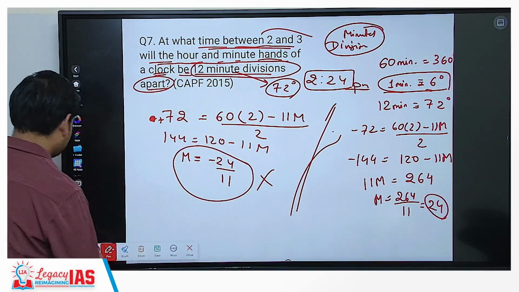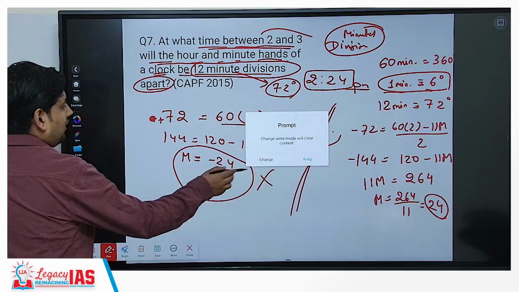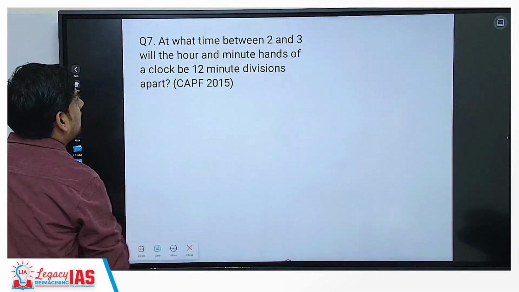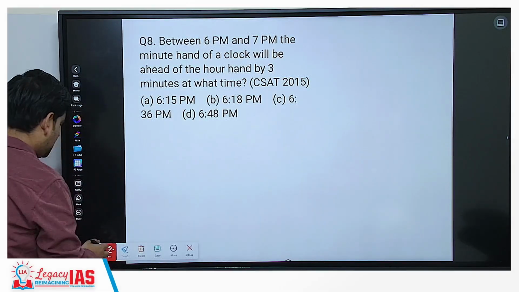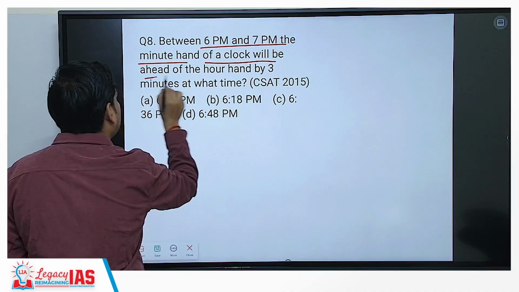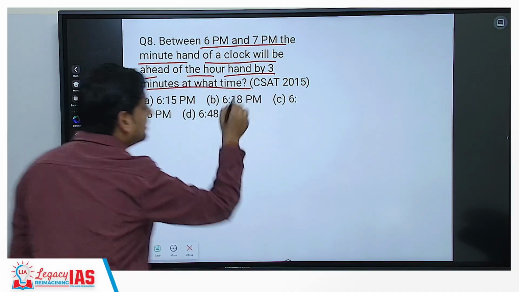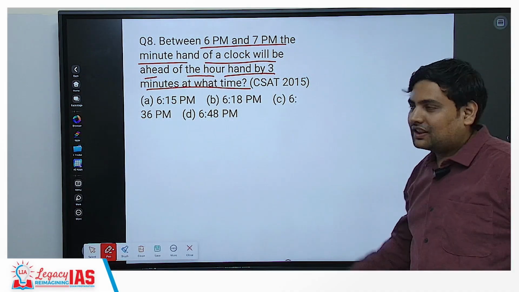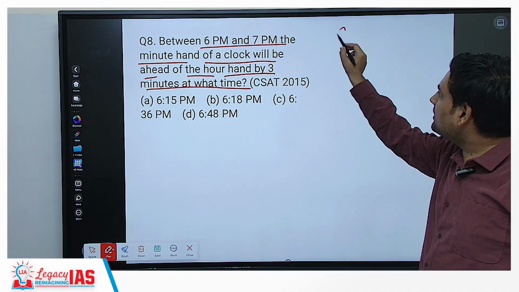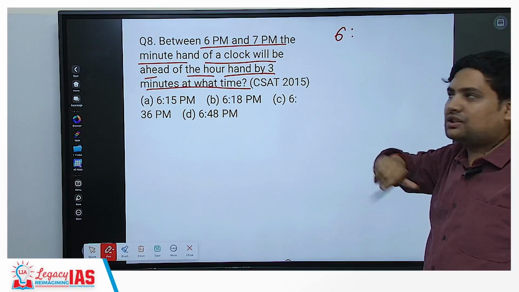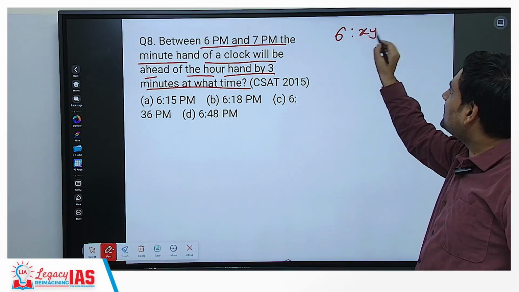Now, last question. What it says? Between 6 p.m. and 7 p.m. the minute hand of a clock will be ahead of the hour hand by 3 minutes at what time? Now, this is again between 6 and 7. That means time will look something like 6 hours 10 minutes, 6 hours 50 minutes. That is 6 hours some xy minutes.